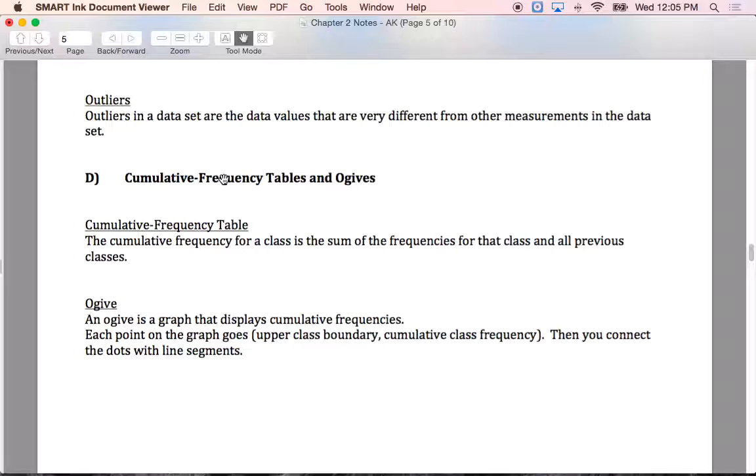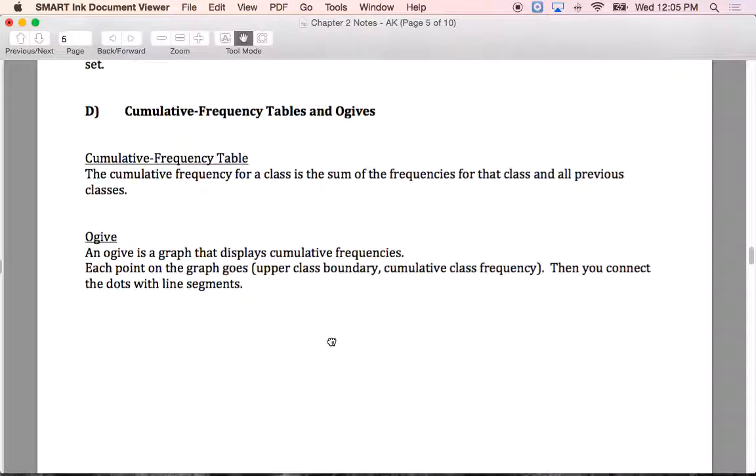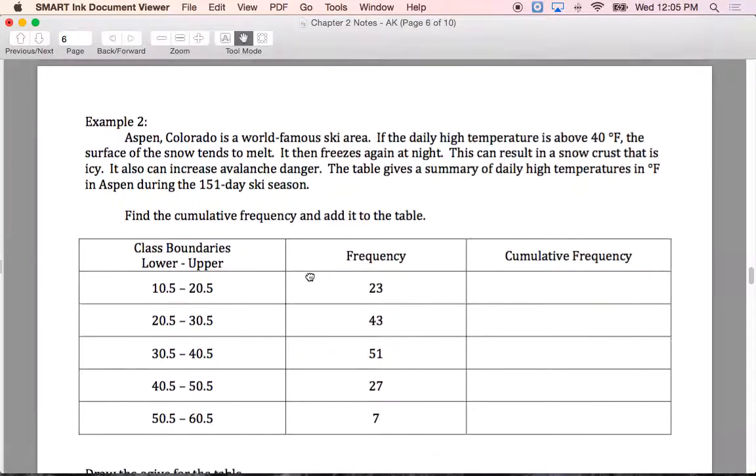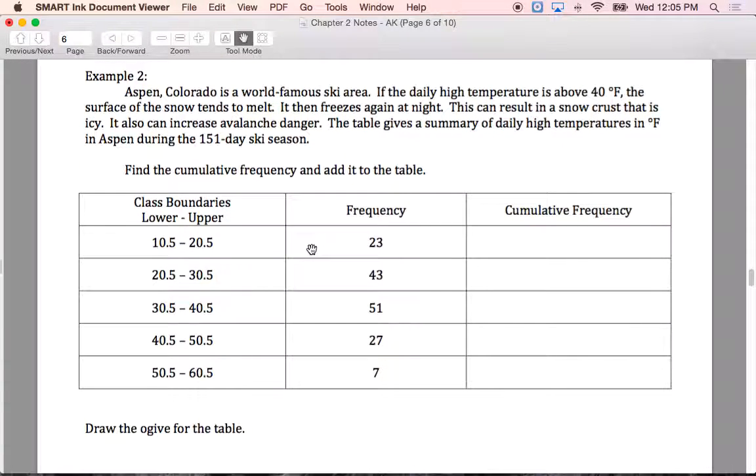Cumulative frequency table. The cumulative frequency for a class is the sum of the frequencies for that class in all previous classes. So we're adding the frequency. We're not adding the relative frequencies, but we're adding the frequencies of it. Your ogive then is going to be a graph that displays these cumulative frequencies. With your ogive, it's also going to be more like a line graph. We're going to connect the dots when we graph it.